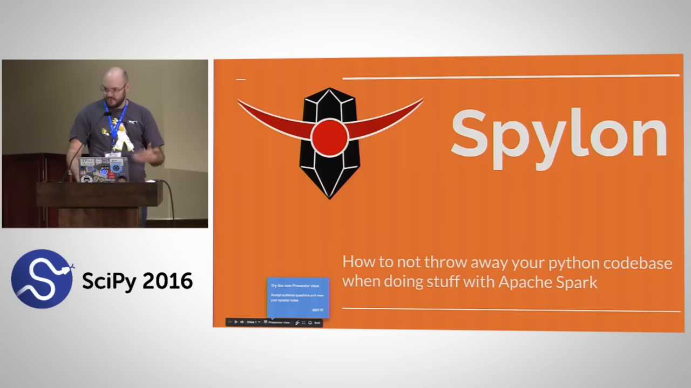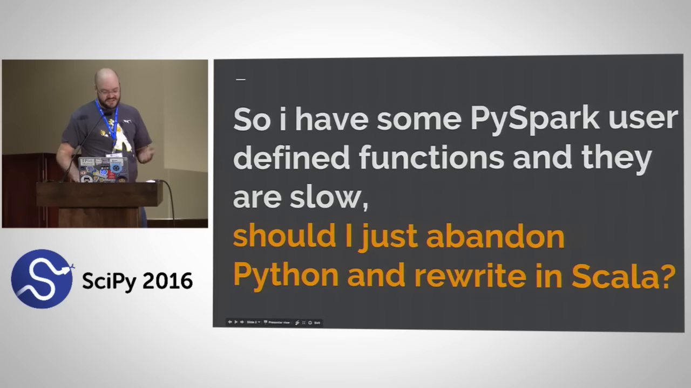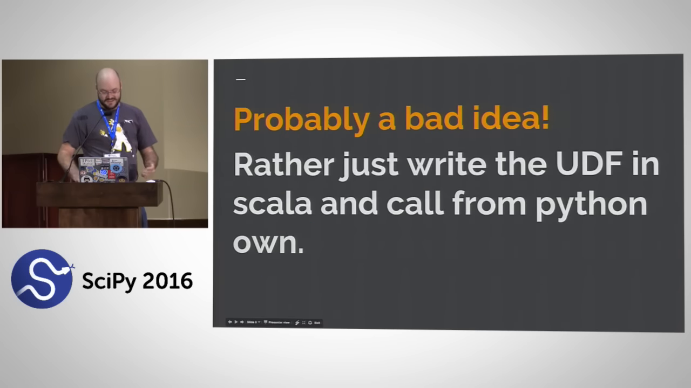So I'm going to talk about Spylon. It's a small little hacky thing that I whipped up a few days ago. The idea is that frequently when you're writing some Spark code, you're writing a lot of nice Python things, and now you find it's really slow because you were writing UDFs. So the first thought is, let me just throw away all my Python code and rewrite in Scala, right? That's obviously a terrible idea, and you shouldn't have to do that.